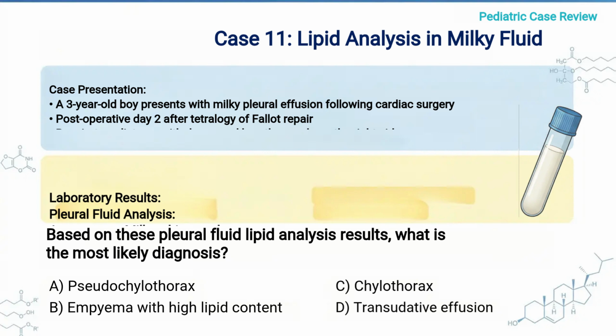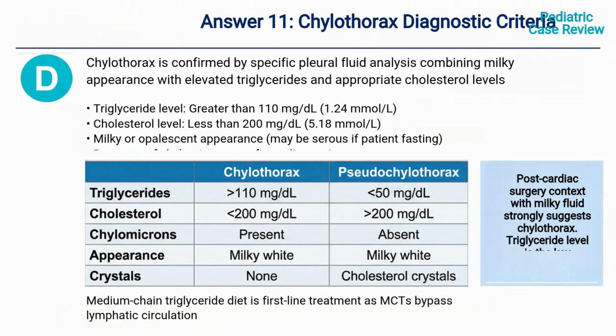Based on these pleural fluid lipid analysis results, what is the most likely diagnosis? Option A, pseudochylothorax. Option B, empyema with high lipid content. Option C, chylothorax. Option D, transudative effusion. The correct answer is option C, chylothorax. The diagnostic criteria for chylothorax require triglyceride level above 110 milligrams per deciliter, cholesterol below 200 milligrams per deciliter, presence of chylomicrons, and milky appearance.